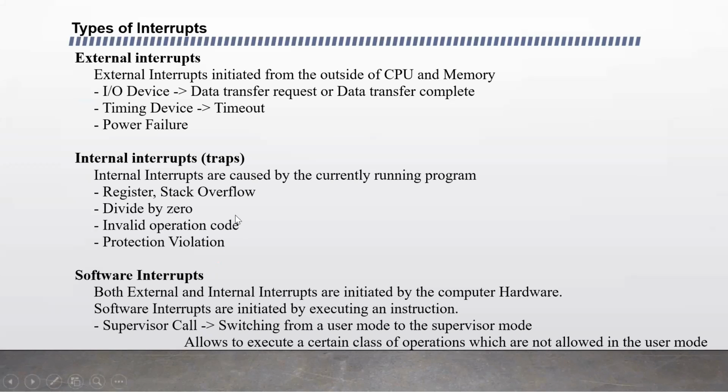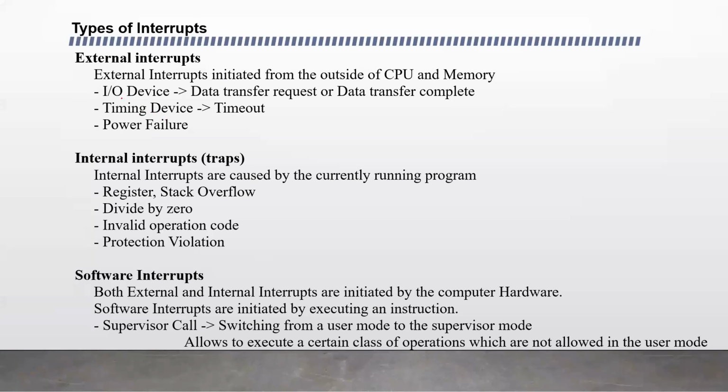What is an external interrupt? First one, external interrupts are initiated from outside of the CPU and memory, not from the internal system. They come from external units, such as an IO device or a timing device.